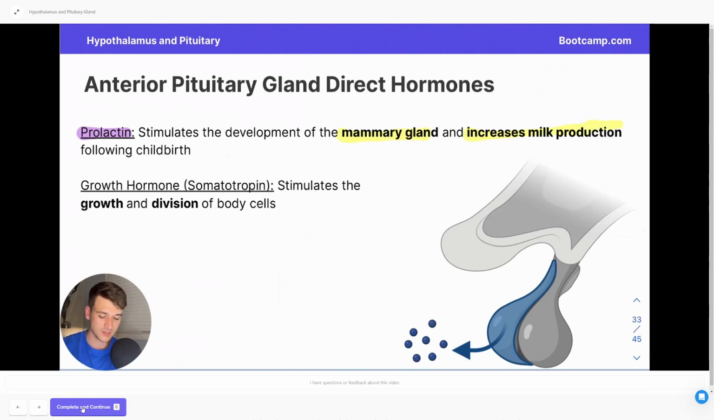Second of all, prolactin shows up following childbirth and does not occur in a positive feedback loop scenario. Oxytocin shows up during breastfeeding when release of milk is necessary and does operate in a positive feedback loop. The other direct hormone released by the anterior pituitary is known as growth hormone, otherwise known as somatotropin. Now you can probably guess the function of growth hormone. We're going to be targeting body cells and looking to grow and divide those body cells.